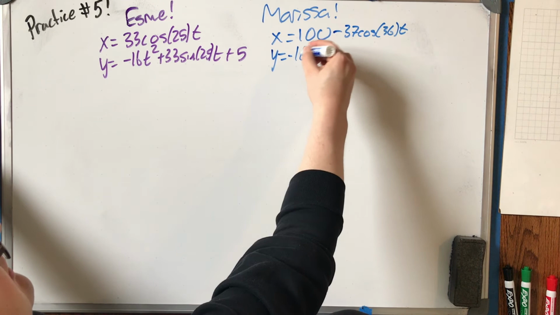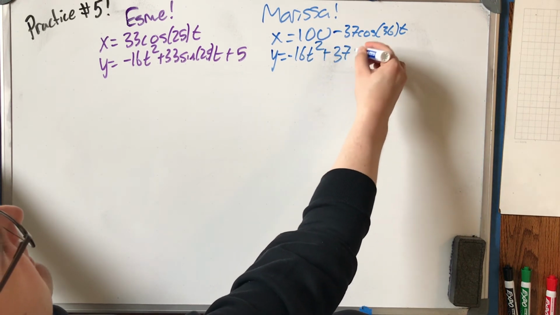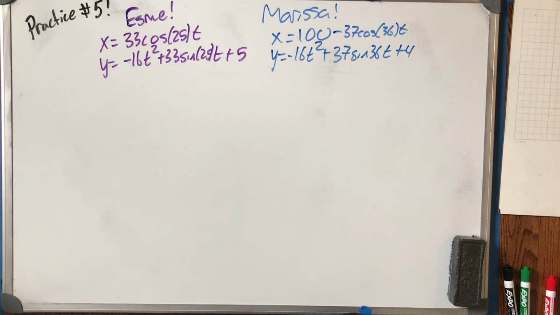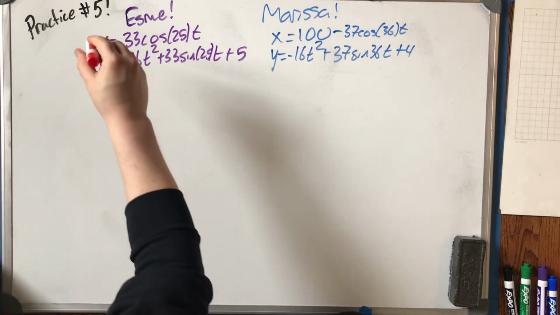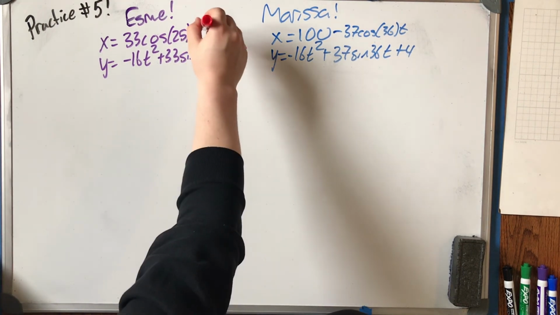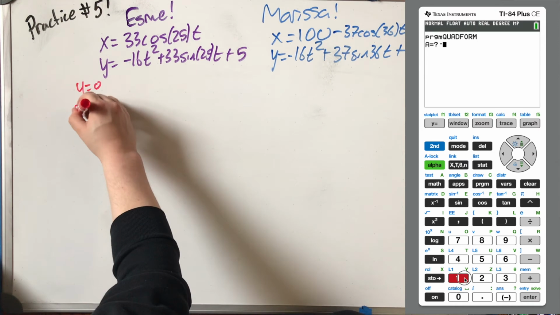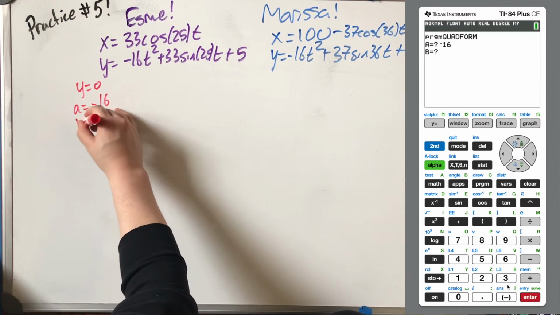And we have the y equation, negative 16t squared plus 37 sine 36t plus 4. So the first part of this says, will Esme's Frisbee reach Marissa? So what I need to do is figure out at what time this hits the ground and then figure out what the x value is there. So I'm going to do y equals 0 and do my quadratic formula.